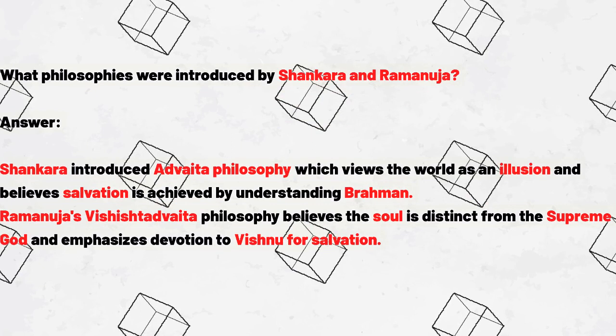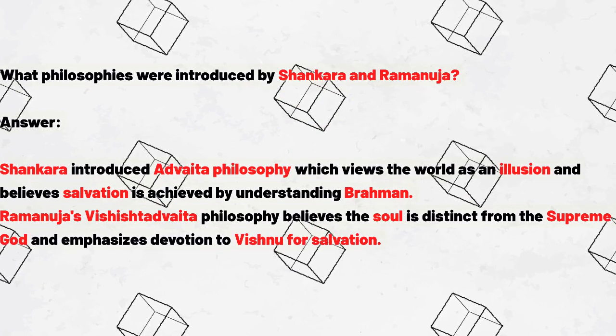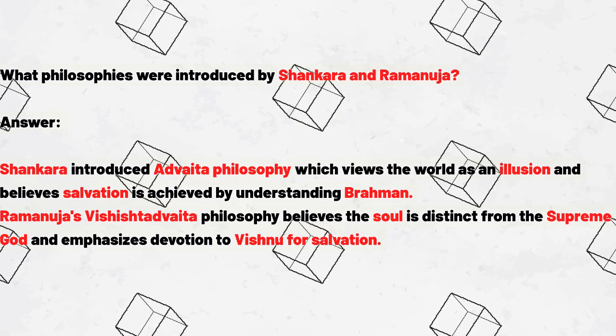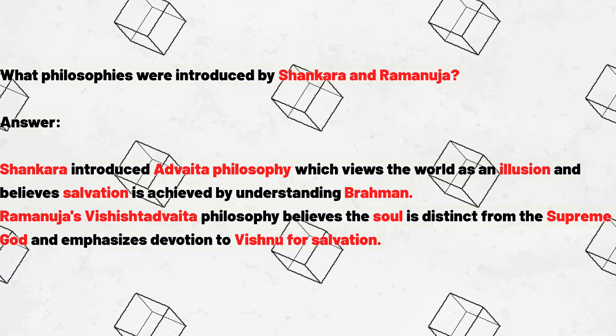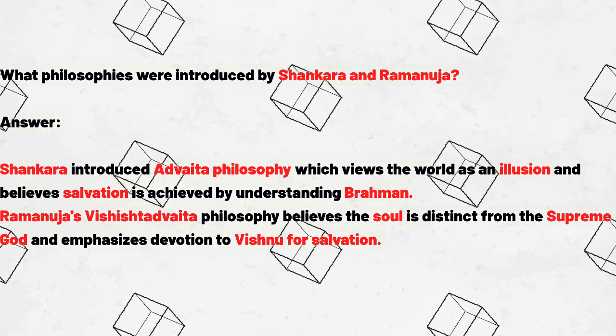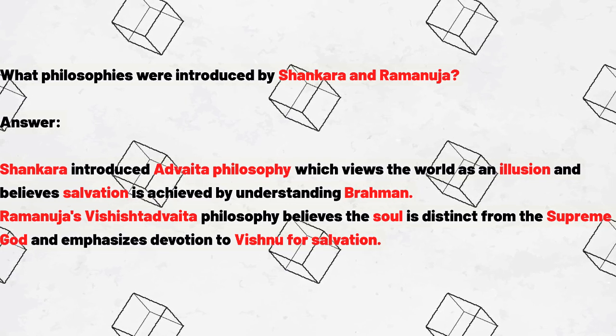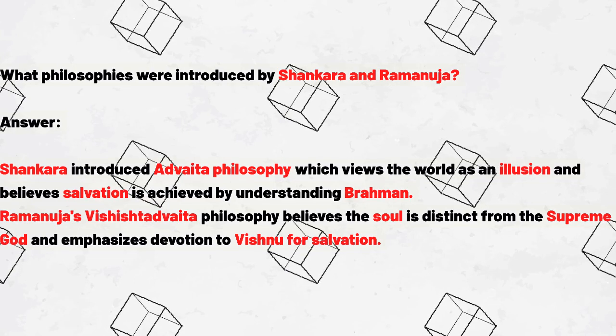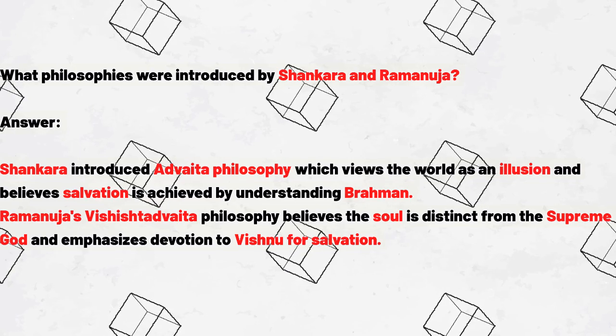What philosophies were introduced by Shankara and Ramanuja? Answer. Shankara introduced Advaita philosophy, which views the world as an illusion and believes salvation is achieved by understanding Brahman. Ramanuja's Vishishtadvaita philosophy believes the soul is distinct from the supreme God and emphasizes devotion to Vishnu for salvation.